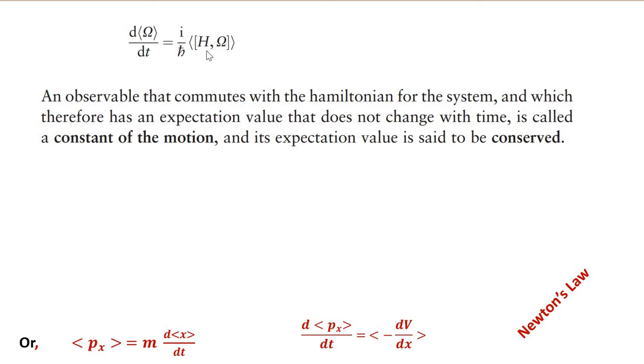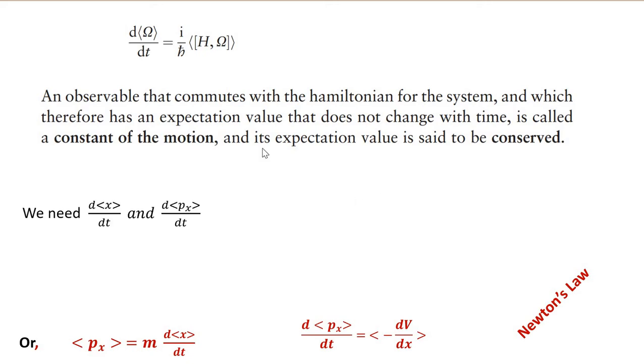So if you get the right hand side to be 0, that means the time derivative of that property's expectation value is also 0. That means the expectation value of that property does not change with time, and that's why you call it a constant of the motion. And if it doesn't change with time, then we can say that it is conserved. So another way we can call it is a conserved property. That is the quantum mechanical description of something conserved, or constant of the motion.